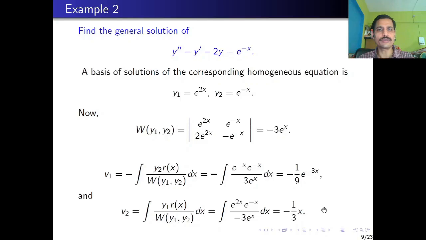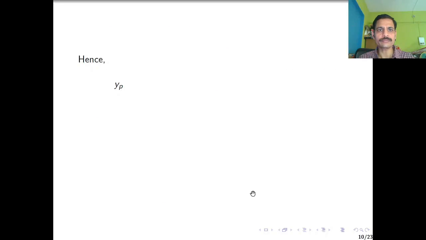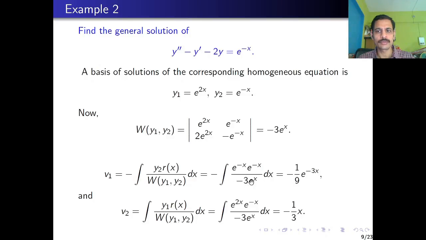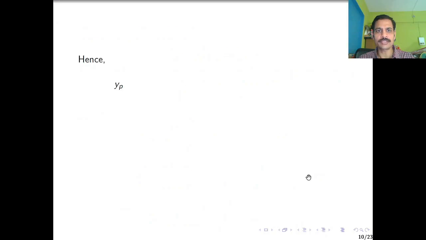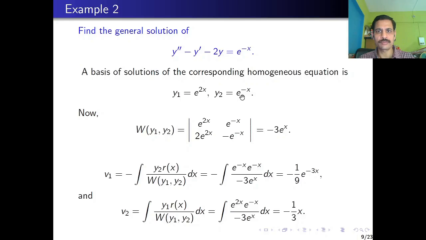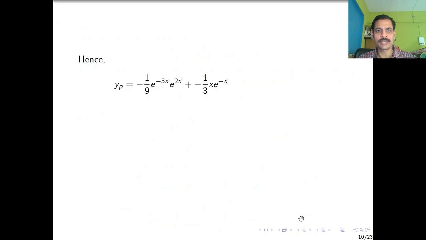Once we know v1 and v2, we multiply v1 with y1, v2 with y2, and their sum will give us a particular solution of the non-homogeneous ODE. So we multiply this with this, we get minus 1 by 9 e raised to minus x from here, and we multiply this with this, we get minus 1 by 3 x e raised to minus x. So this is a particular solution.